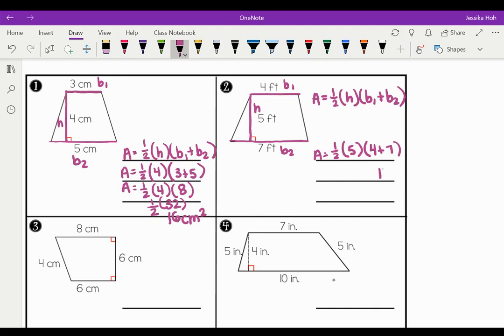So area equals 1/2 the height, and then adding the bases, 4 plus 7. So I have 11 times 5, so 1/2, equals area. 5 times 11 is 55. Times that by half. 55 times a half, or 55 divided by 2, gives me 27.5 feet squared.